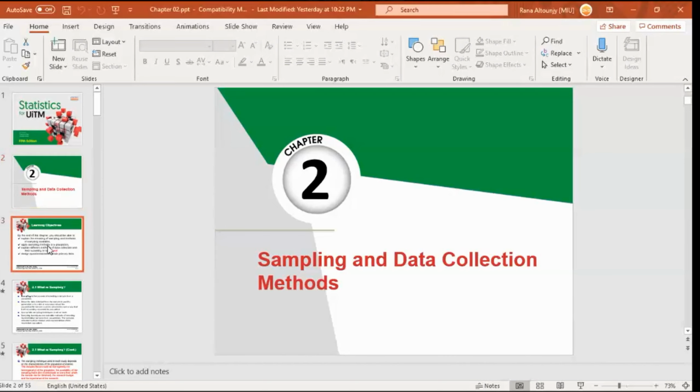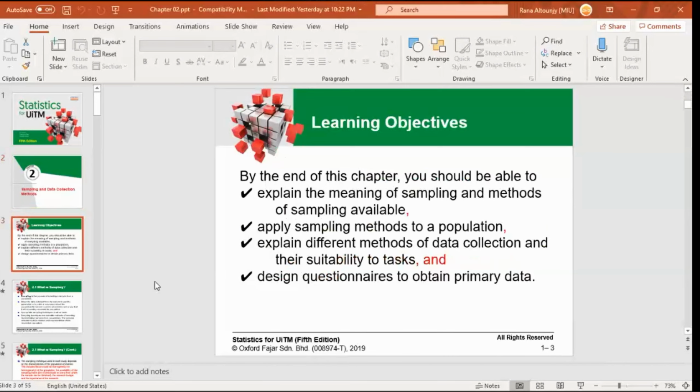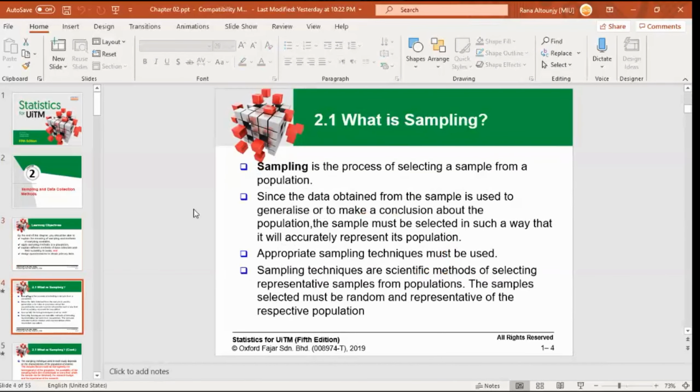So the learning outcomes of today's class: by the end of the class, you will be able to explain the meaning of sampling and methods of sampling available, apply a sampling method to a population, explain different methods of data collection and their suitability, and design a questionnaire. So first, let's talk about what sampling means.